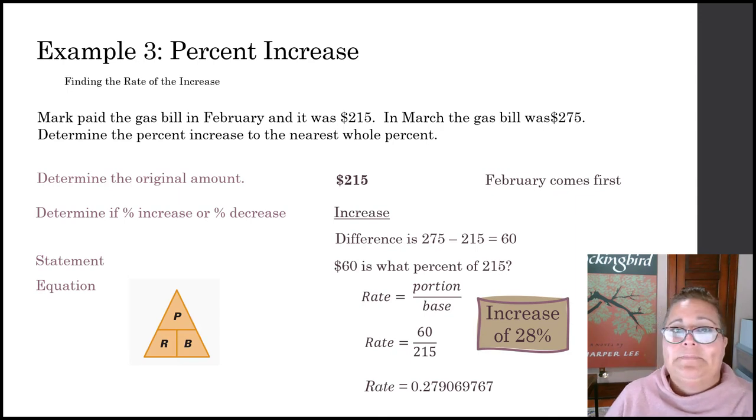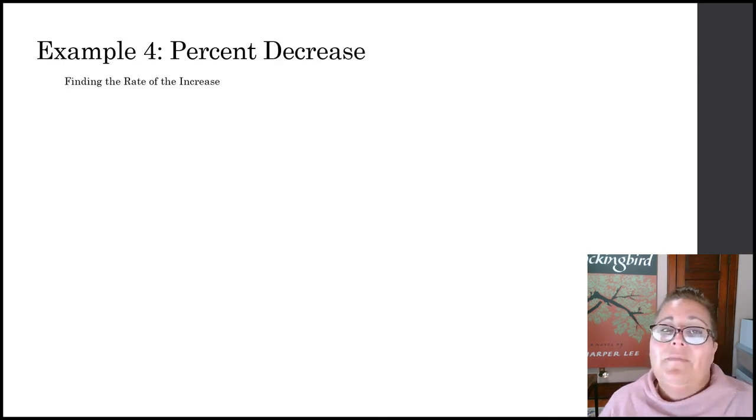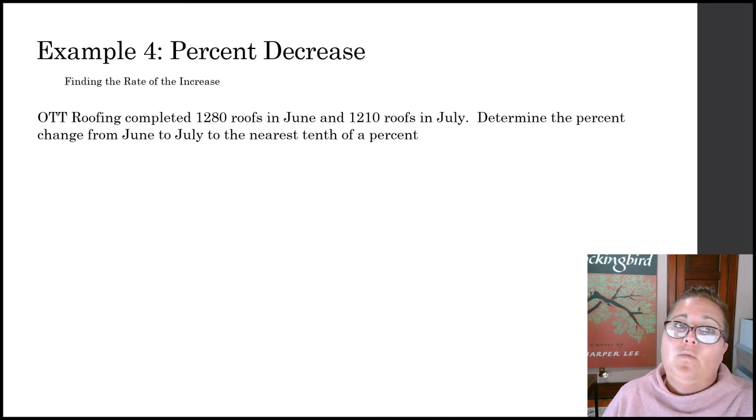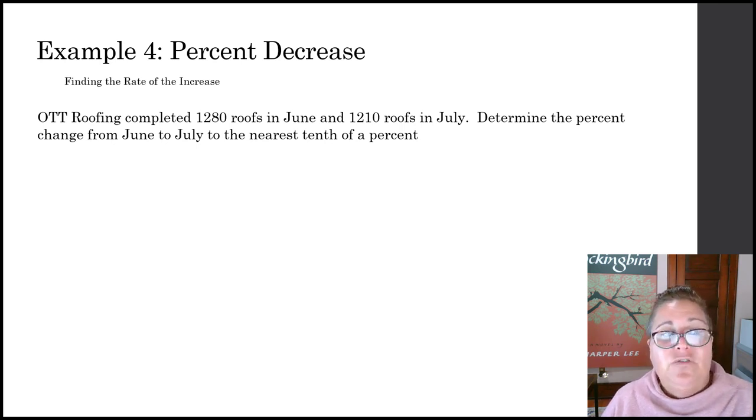All right. Same type of problem, but with a decrease. OTT, which by the way stands for On the Top Roofing, completed 1,280 roofs in June and 1,210 roofs in July. Determine the percent change from June to July to the nearest tenth of a percent.